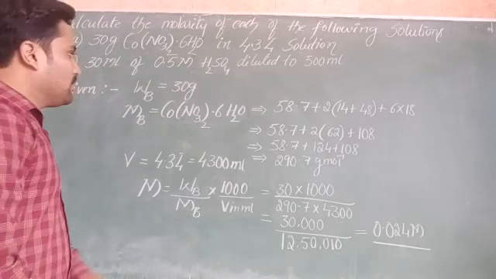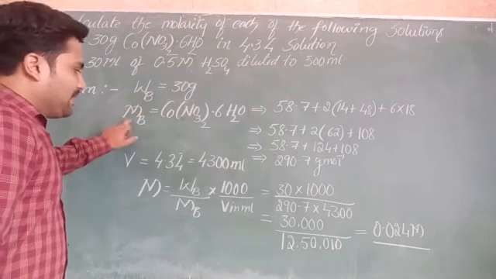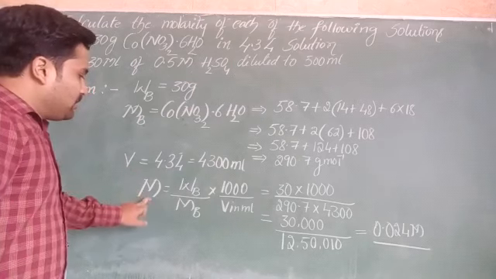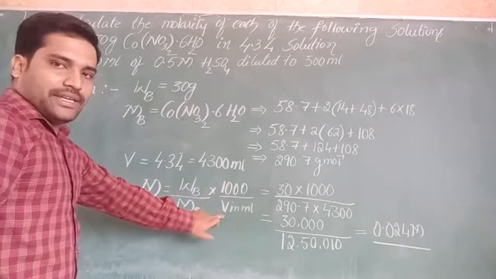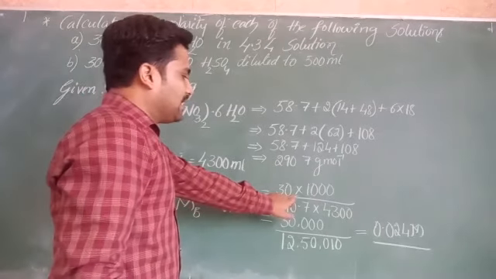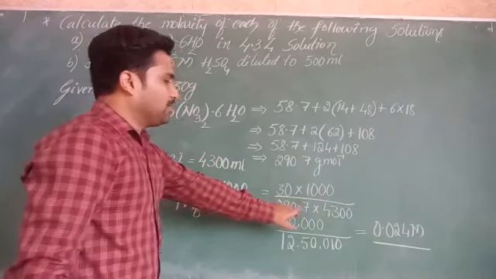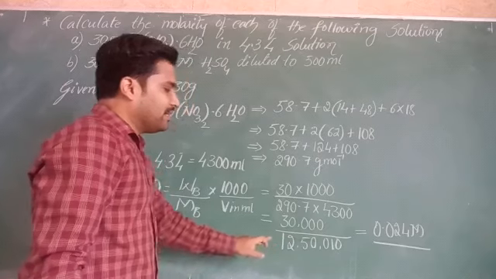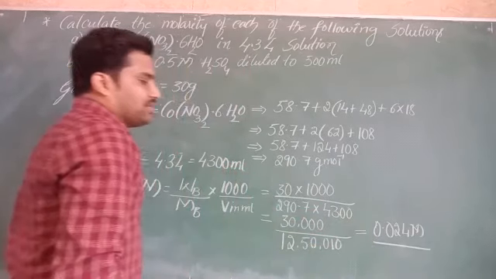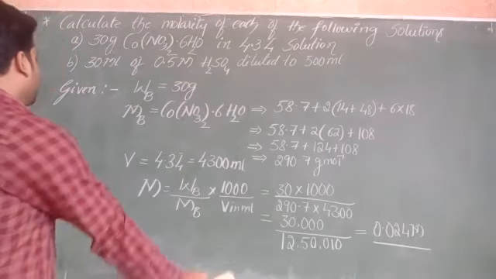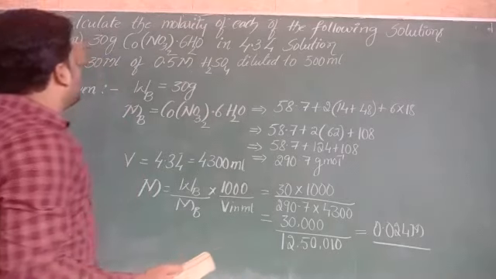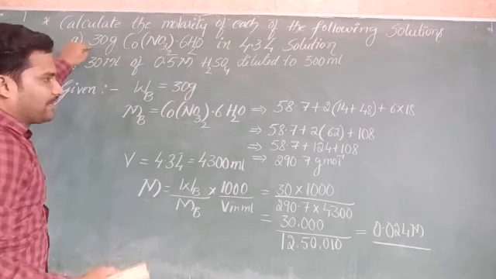Okay, so this is Wb, this is Mb, this is V. So the formula is molarity is equal to Wb by Mb into 1000 divided by V in ml. If you substitute 30 into 1000 divided by 290.7 into 4,300, it comes out as 0.024 molarity. Okay, so this is the solution for target A.